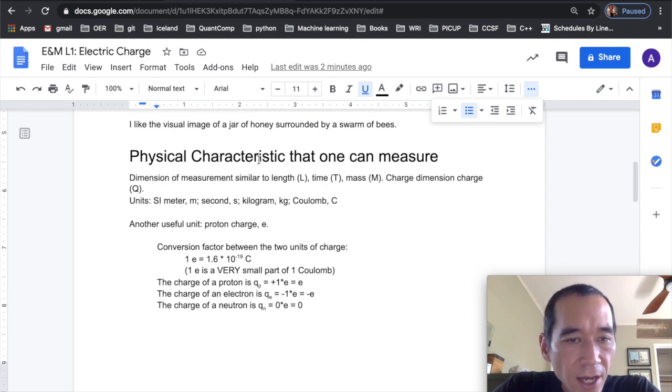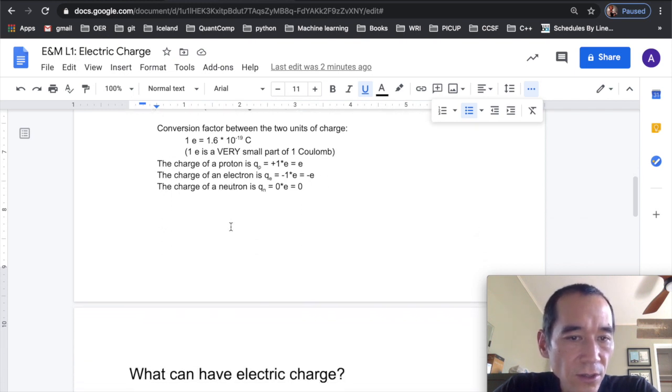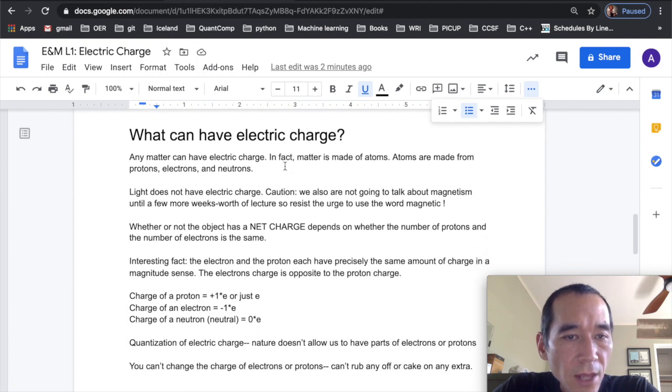I'll describe that electric charge is a measurable quantity. That is, experimenters, engineers, and physicists, they should expect that they ought to be able to measure it somehow, just like measuring mass or time or length. And I'll describe some units and some facts about protons, electrons, and neutrons. And then we'll talk about in what sense can things have electric charge, and this is where I introduce you to this buzz concept called the net charge.